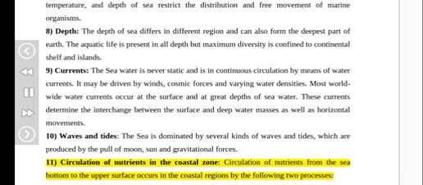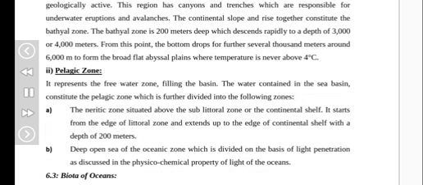11. Circulation of nutrients in the coastal zone. Circulation of nutrients from the sea bottom to the upper surface occurs in the coastal regions by the following 2 processes. I. Upwellings. It occurs where the winds cause the surface waters to be blown offshore, which are then replaced by the cold nutrient-rich waters from the deep. II. Outwellings. It occurs where the sea is enriched by nutrient-rich estuarine waters entering into it.